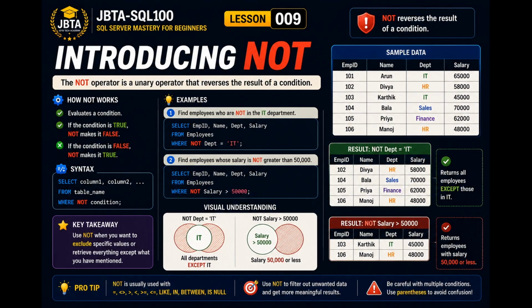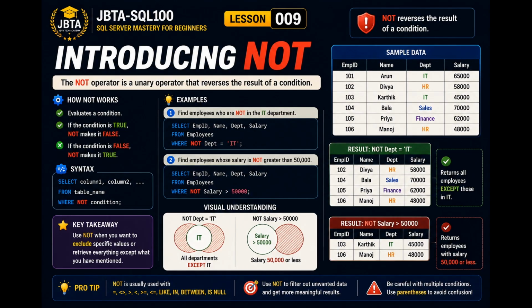The NOT operator changes false to true. Therefore, SQL Server includes that employee in the result. It repeats the same process for every row in the table. Finally, the result contains every employee except those who belong to the IT department. This is why the NOT operator is commonly used whenever we want to exclude specific values instead of including them. It gives us a simple way to ask SQL Server, "Show me everything except this." Once you understand the NOT operator, you'll be able to write much more flexible and powerful filtering conditions.